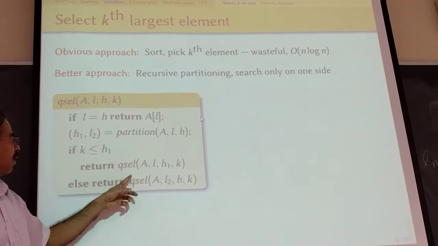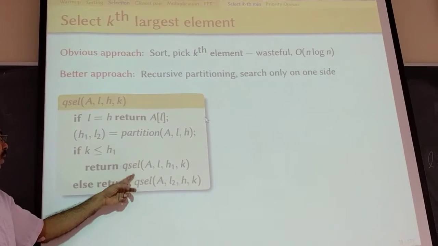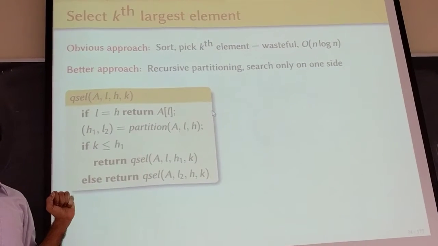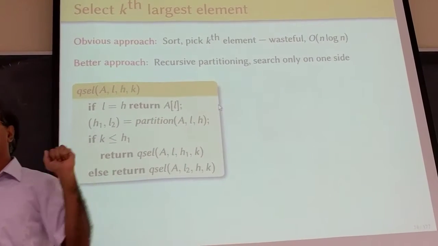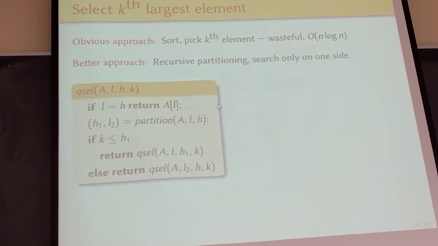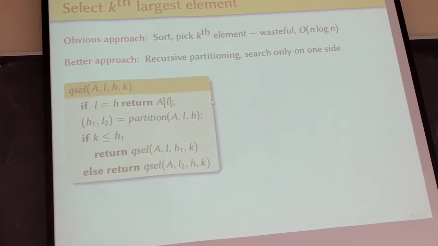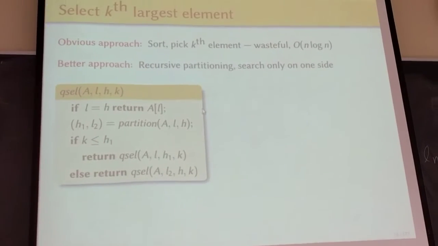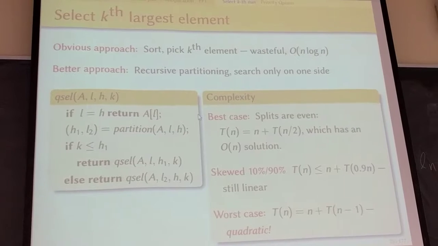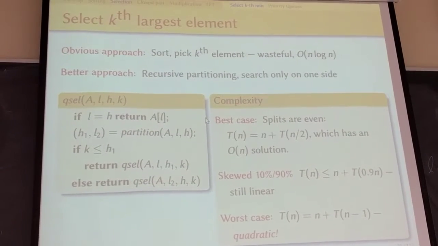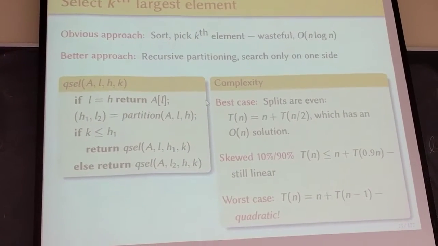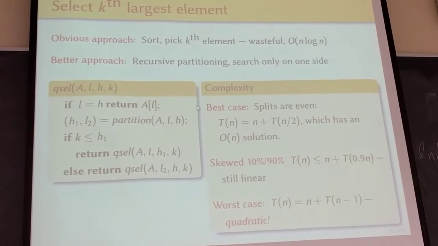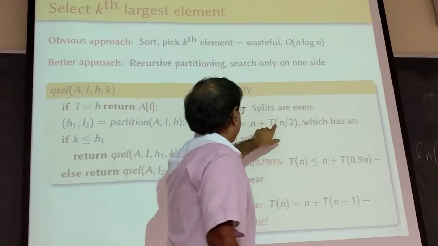So the difference, therefore, is that in Quicksort, you have to call Quicksort on both halves after partitioning. In QuickSelect, you call QuickSelect only on one of the halves. Okay? So, therefore, you end up with a recurrence relation. So again, let's take the simple case. Let's say the splits are even, right? So then your recurrence will be T of n equals n plus T of n by 2.